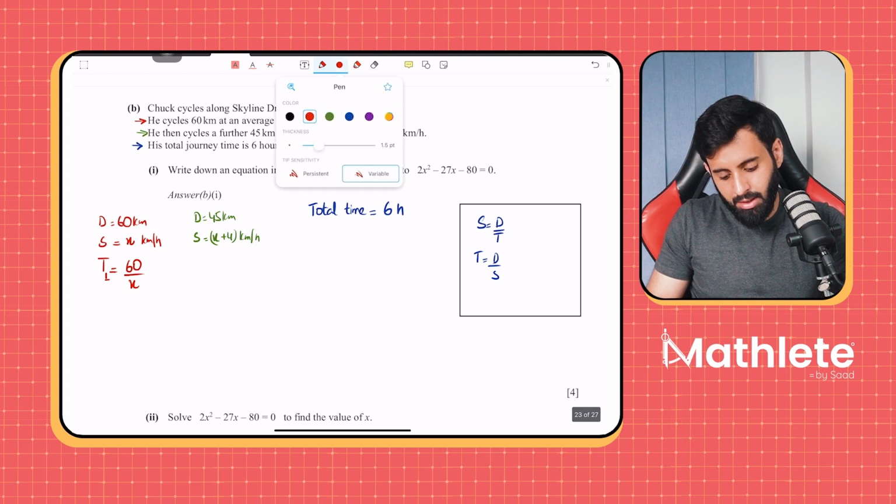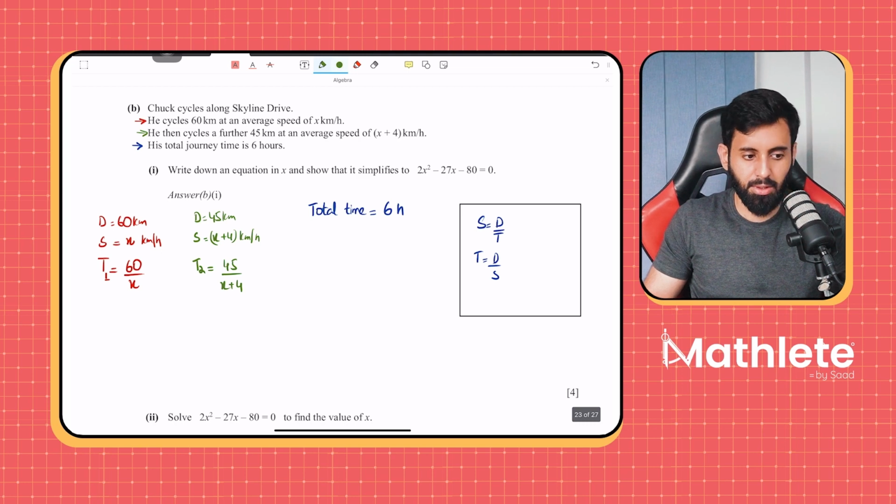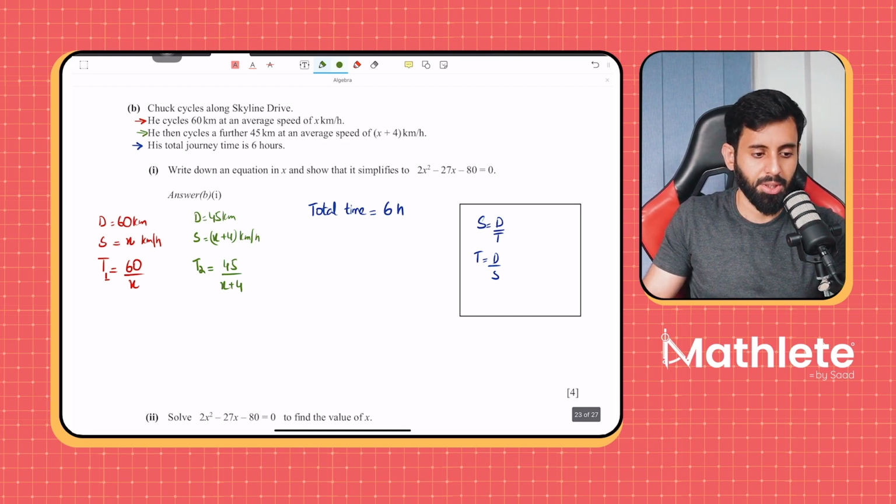Now let's talk about the second part of the journey. What will be the time taken? It's going to be 45 over x plus 4. Why 45 over x plus 4? 45 is the distance. What's x plus 4? x plus 4 is the speed. And why are we dividing? Because the formula is distance upon speed if you want the time.